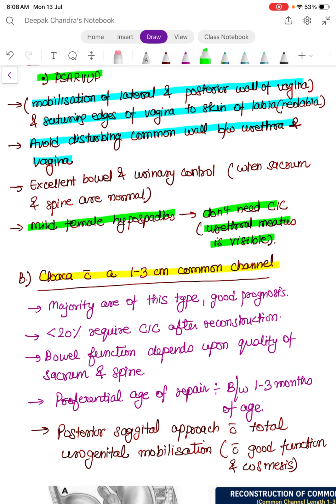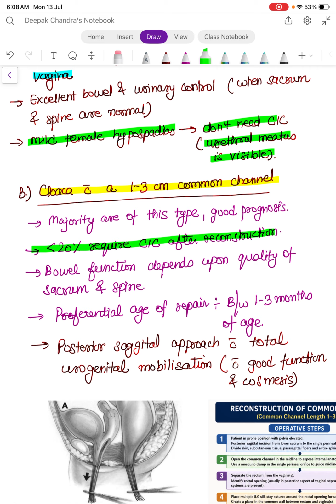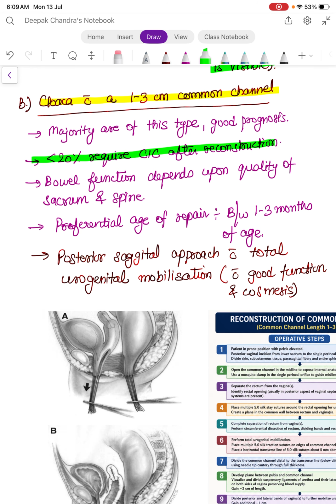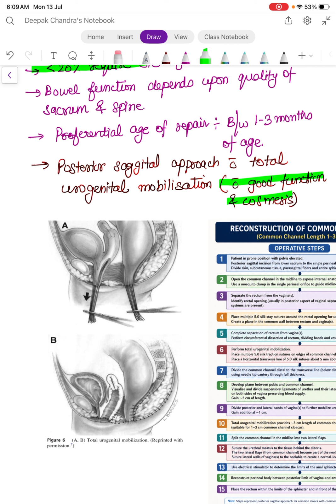Second is cloaca with a 1 to 3 centimeter common channel. This group has the majority of the cases, and it is associated with good prognosis. Less than 20% require CIC after reconstruction. Bowel function, as we have discussed, will depend upon the spine and the sacrum. The preferential age of repair is around 1 to 3 months. One has to do a posterior sagittal approach with total urogenital mobilization, and it will help in achieving good function with cosmesis. As you can see here, the rectum is mobilized and put at the place where it should be, and a total urogenital mobilization has been done.